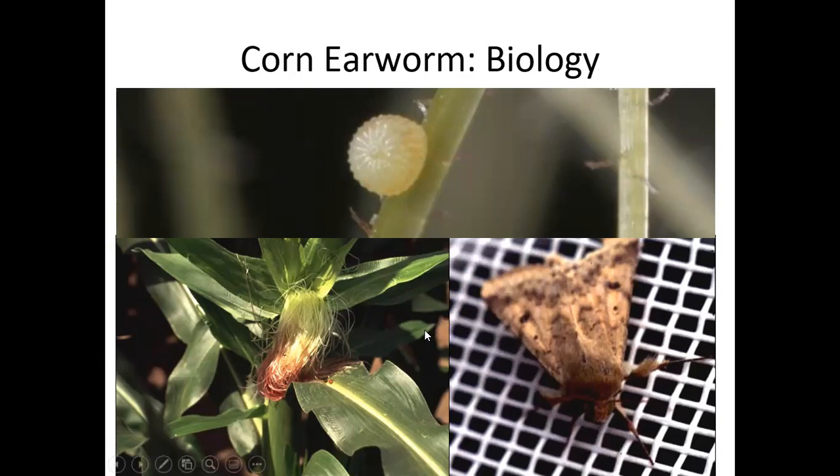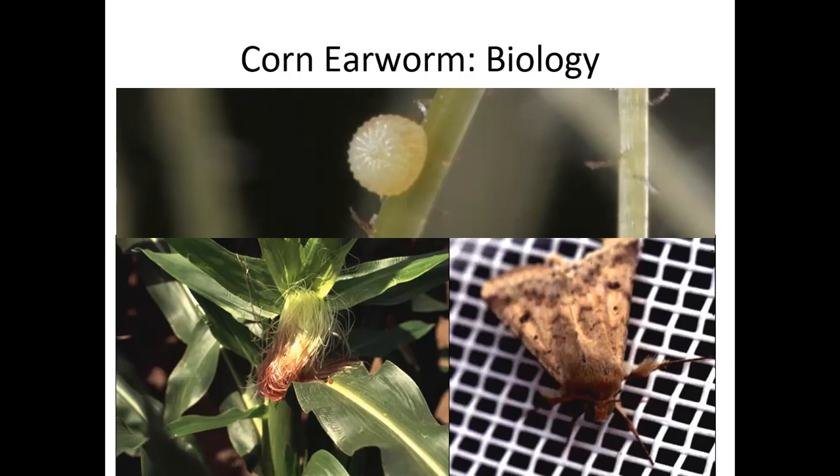So when you're looking at a window of control for this pest, it's literally 2 or 3 inches, the amount of time it takes for that egg to hatch and that larvae to reach the protective cover of the husk, because once it's inside the husk, insecticides are not going to be able to reach it, and you're not going to be able to control it.